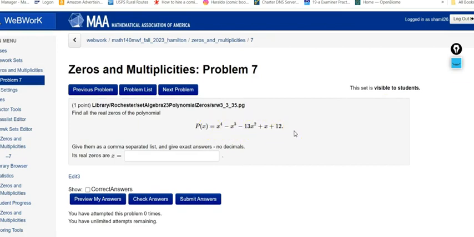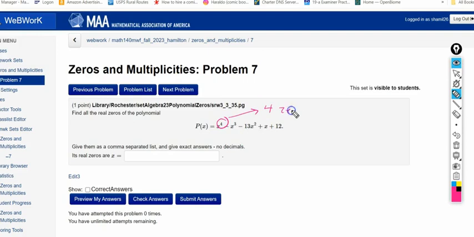Now, the degree is 4, and so this will have 4 zeros if you count any repeats, if that becomes necessary. It may or may not. Okay, so let me give you a problem.